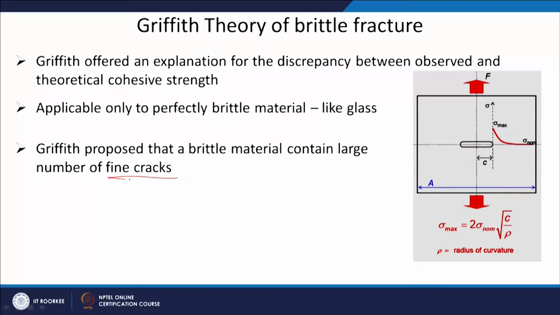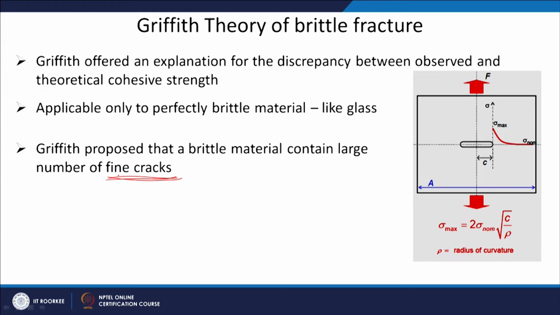Okay, so again in this case also there must be something in the material which is bringing down the strength of the material. In the case of plastic deformation or shearing, we said that the defect is dislocation, which is bringing down the theoretical shear strength of the material. In this case also we are going to have some defects, and these defects are called cracks. So, the reason for bringing down this theoretical strength is that there are fine cracks present.